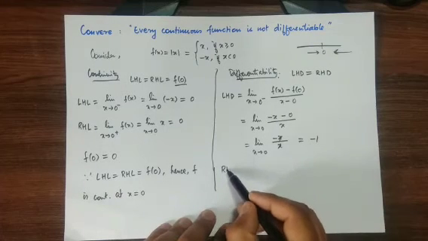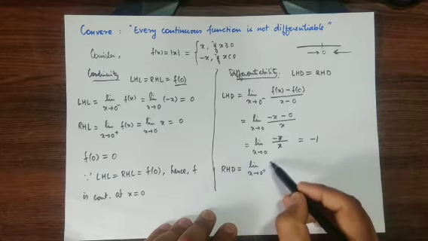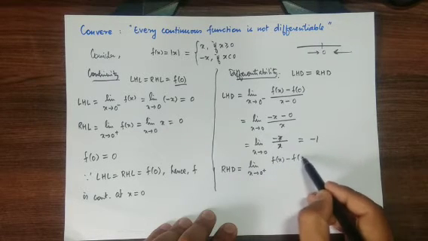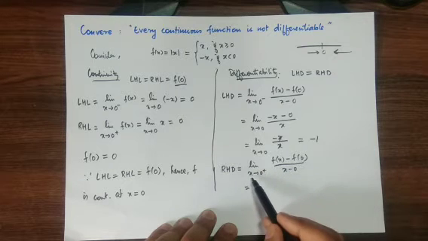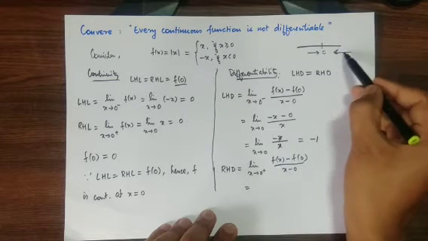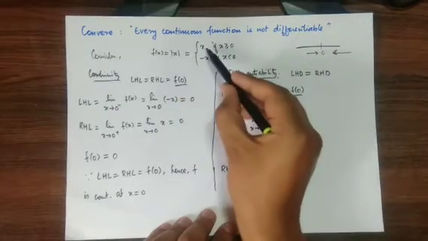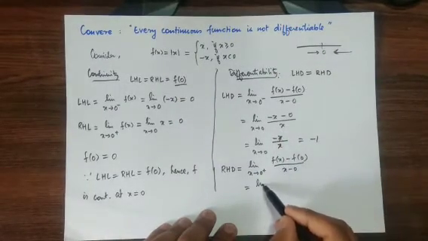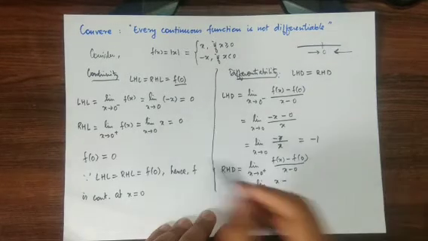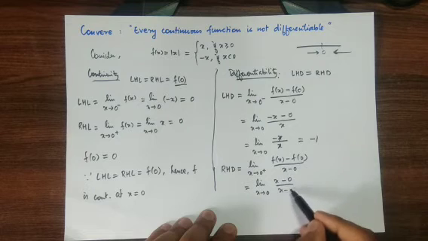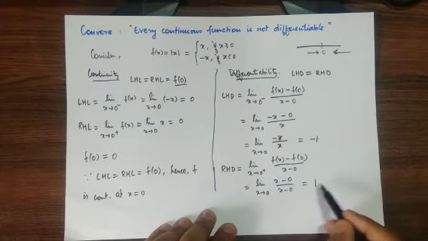Similarly, let's check what our right hand derivative is. Now x is approaching 0 from the right hand side, so x is greater than 0. Whenever x is greater than 0, my function value will be x. So f(x) becomes x. We have limit x tends to 0, f(x) is x, f(0) is 0, x minus 0 is x. So both are the same, both get cancelled, and I get 1, right?